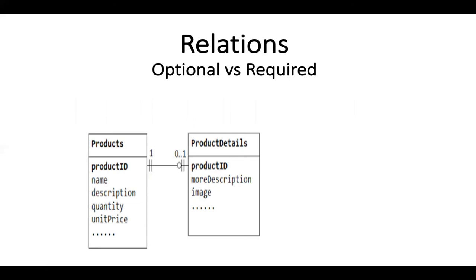There's optional and required, and parent and child. Parent and child is basically like the mother: one parent can have multiple children, and we call the multiple ones child and the single one parent. Most of the time, since it's one to many, the relation exists at the child table, meaning the ID is kept in the child table.